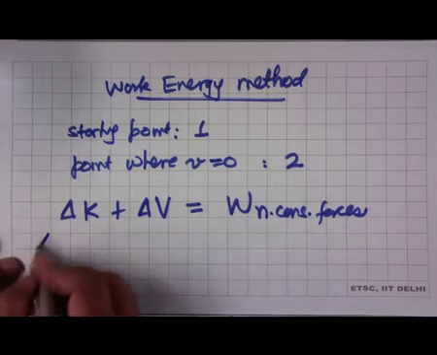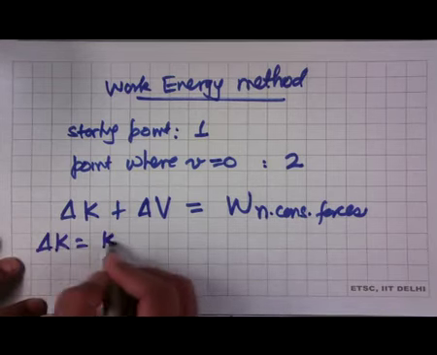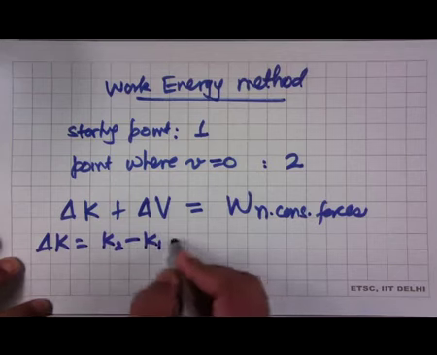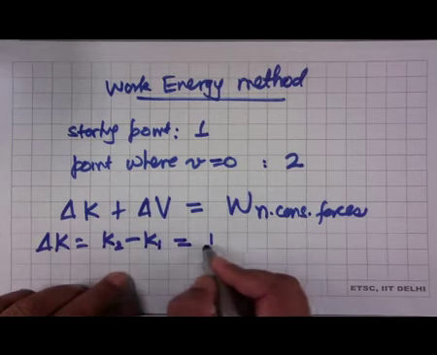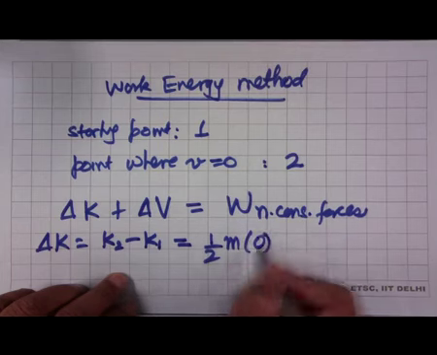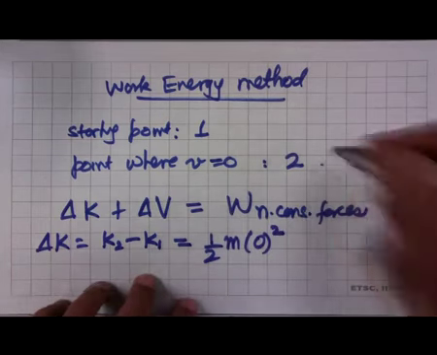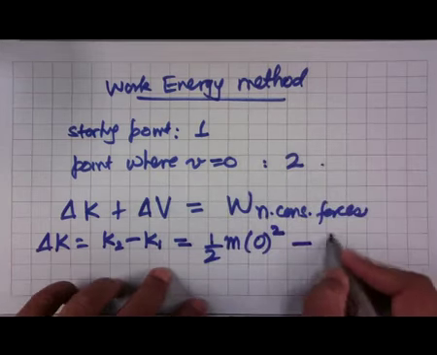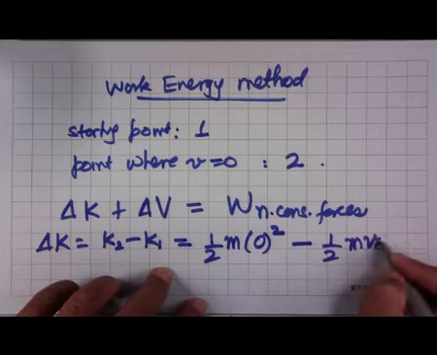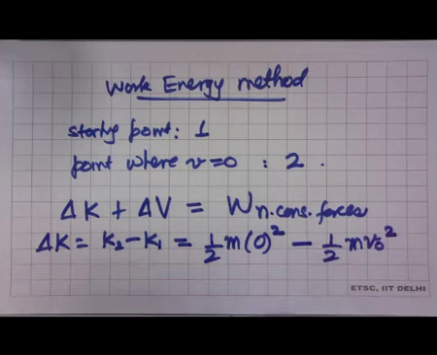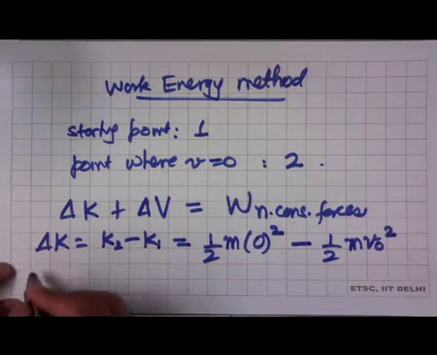So, now to calculate these terms, delta K is equal to K2 minus K1. Now, K2 is equal to half m times 0 square because the block is stopped at point 2, K1 is half m V0 square, where V0 is given to us as 5 meters per second. So, we know K2 minus K1.